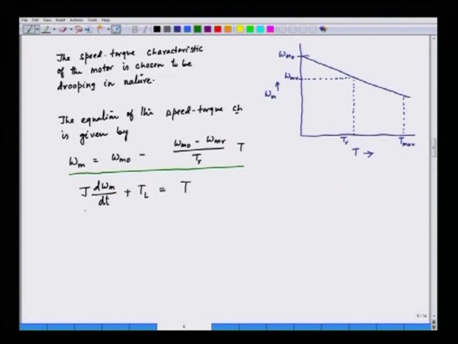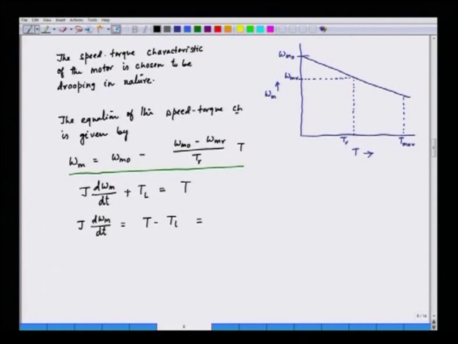So, we can substitute this omega m here and simplify. After substituting omega m, we can say here that d omega m by dt is equal to T minus T L, and that is equal to what is J d omega m by dt.